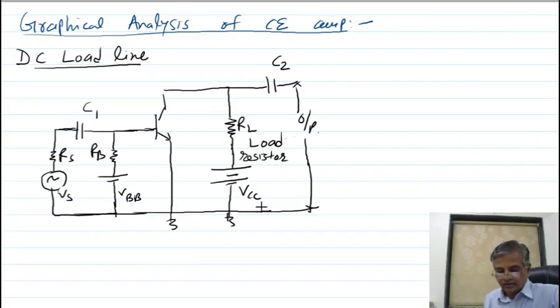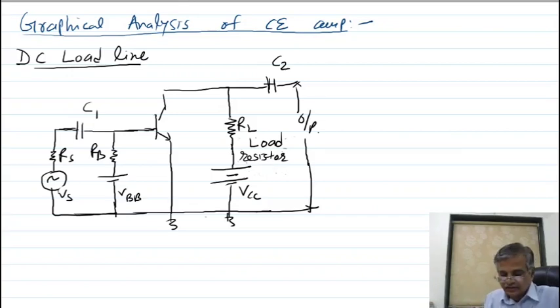Now we will discuss the function of each component. Then we will start DC load line, how to draw. First, RL is called the load resistor, across which the output voltage is developed. That develops the output voltage coming from the transistor. So RL is called the load resistor across which output voltage is developed.